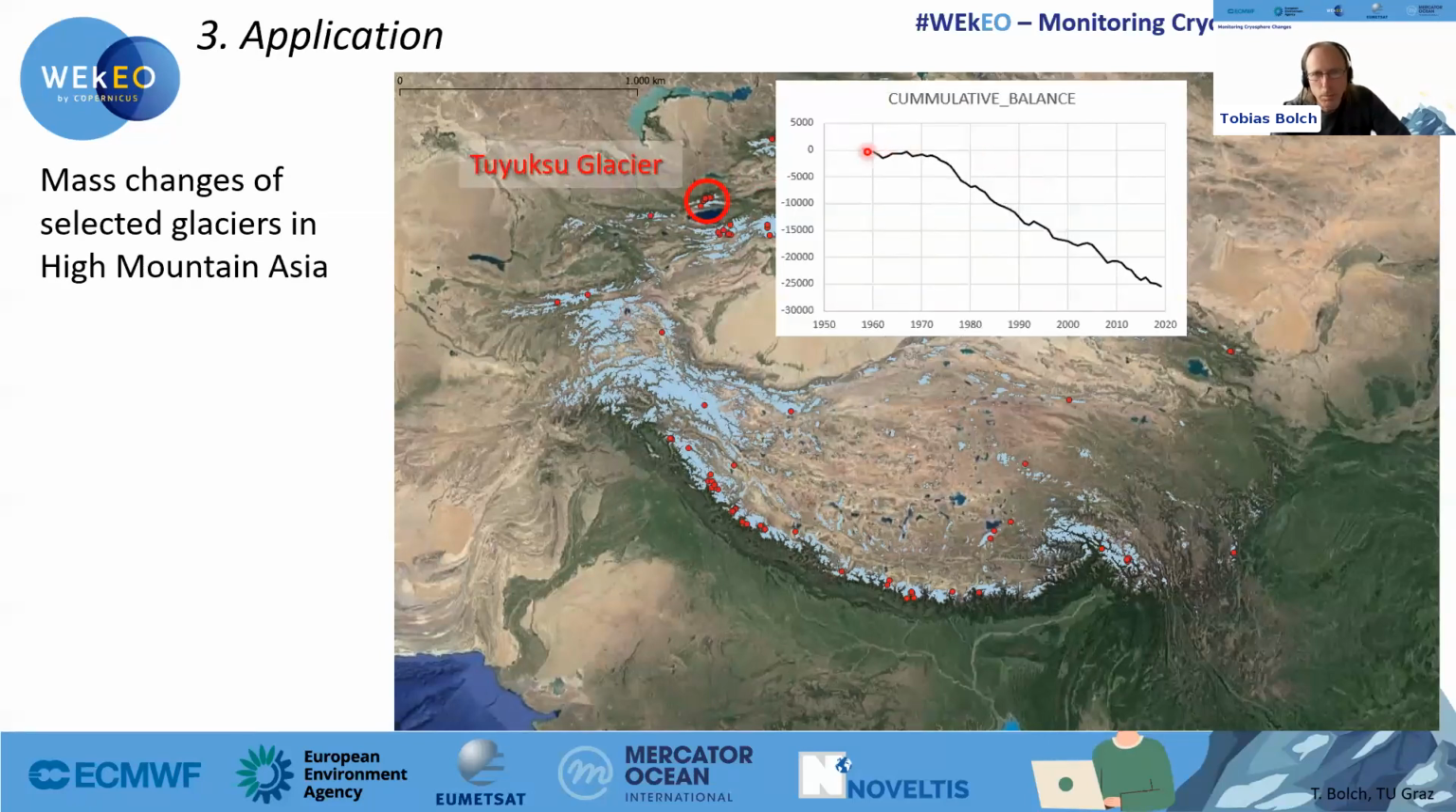You have a cumulative mass balance, so the measurement started also at the end of the 1950s. It was somehow similar to the Alps. So first we had a period where there was only little mass loss, but then it increased and increased, and now we have a steady loss of mass.